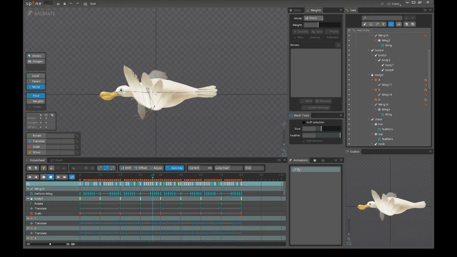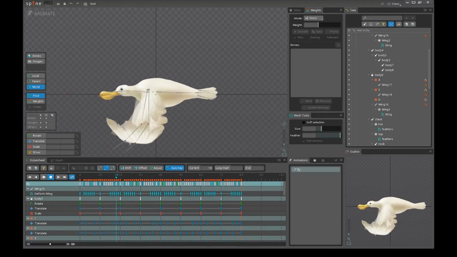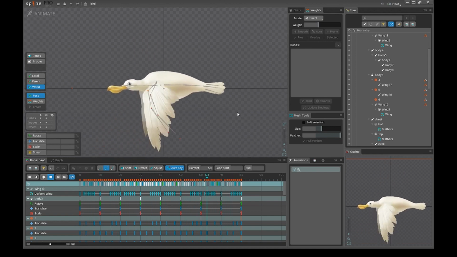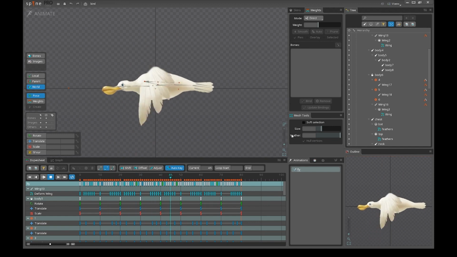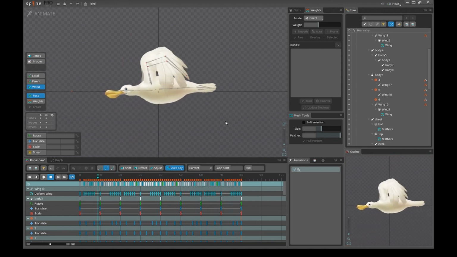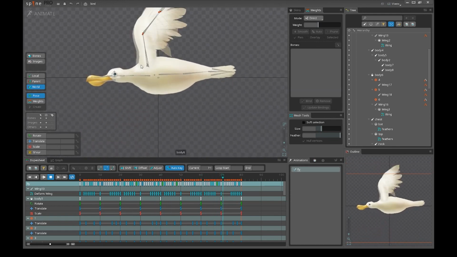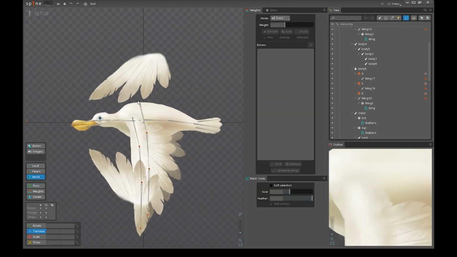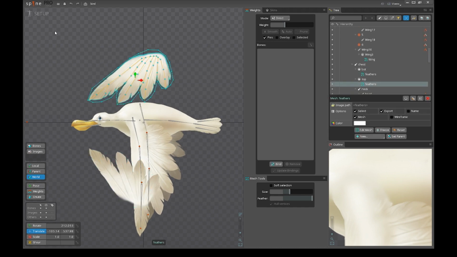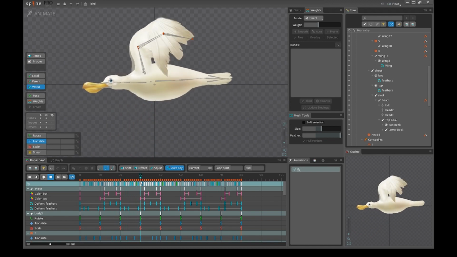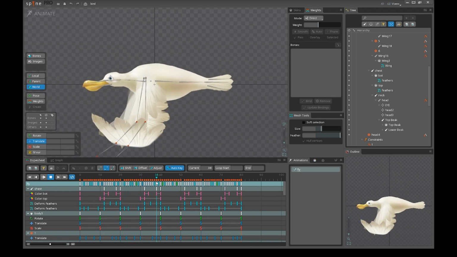Hello, let's review my next rigs, and let's start from this bird. You can see it flies pretty nicely, it's convincing, and let's see what I did with the rigging. Okay, first you can notice that I have these parts that actually convince the player that the wing is turning in the other way.